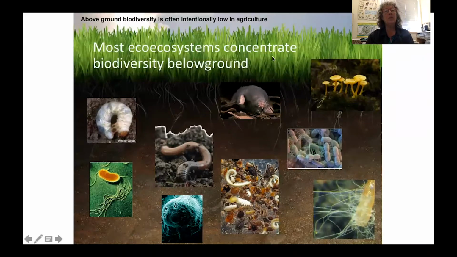So often we think about how much biodiversity there is above ground. There's a lot of interest in animal diversity and plant biodiversity, but there's way more biodiversity below ground than above ground, something that isn't always appreciated. And so we're going to talk a little bit about these organisms.